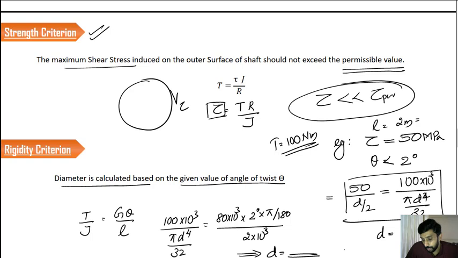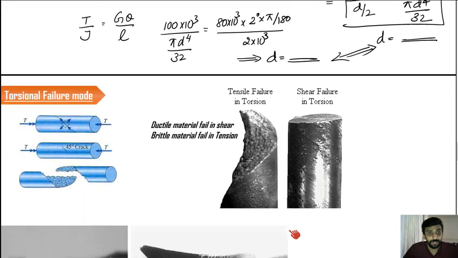So comparing these two values of D, you have to select the maximum value, because if you have a maximum value of D, obviously the stress will be less than 50. When you have a higher diameter, this is the diameter which limits the angle of twist to 2 degrees. If you have a diameter greater than this D, definitely the angle of twist will also come below 2 degrees. So use these two criteria, get the value of diameter and select the maximum D. That's how the design for the shaft is carried out.